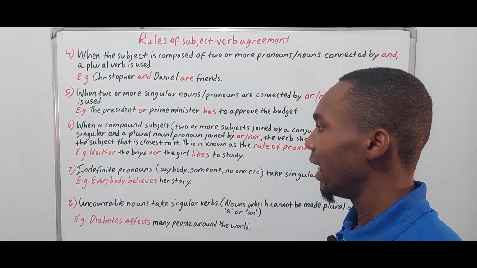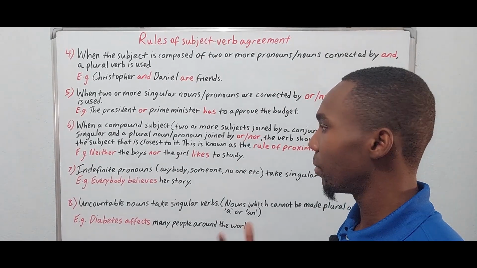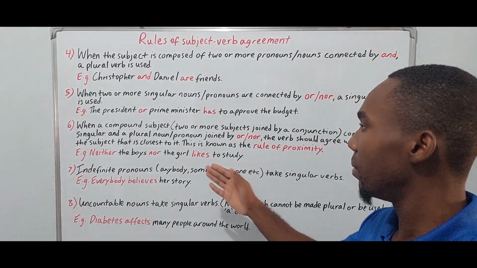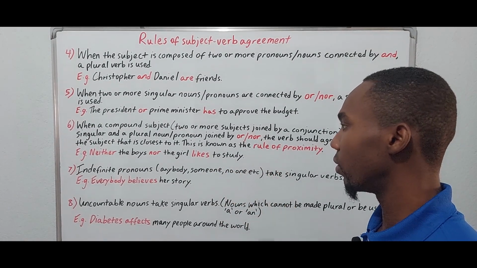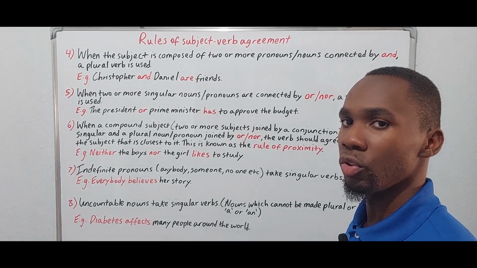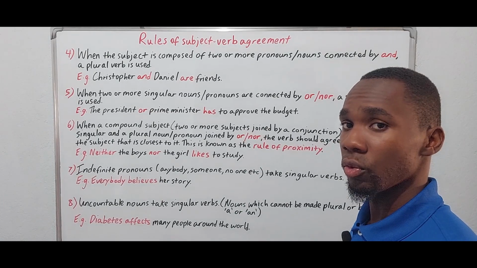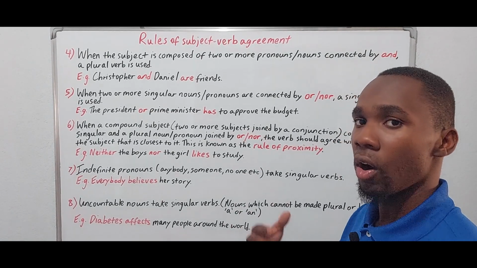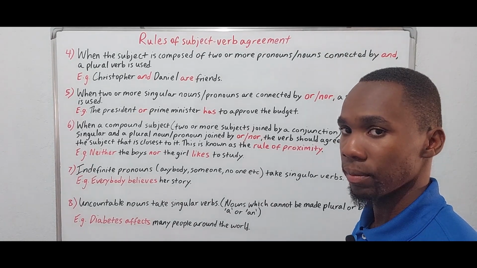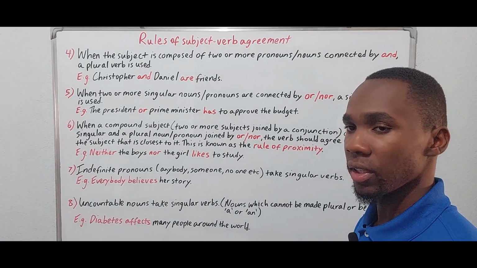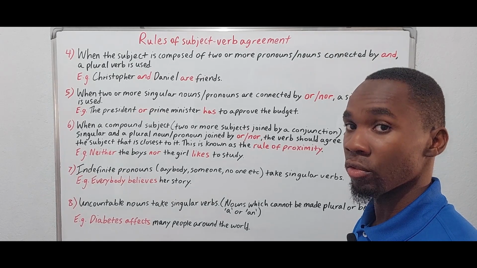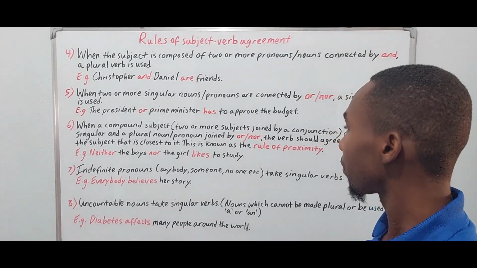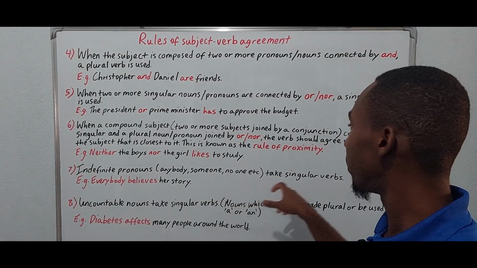Seven. Indefinite pronouns. Examples of indefinite pronouns would be anybody, someone, no one, etc. These are words that are used to refer to persons or things in a non-specific way, right? It's not a specific person or thing that we are referencing, okay? These take singular verbs.